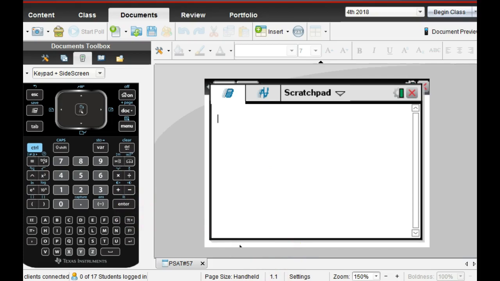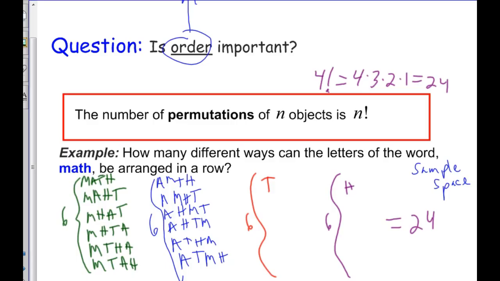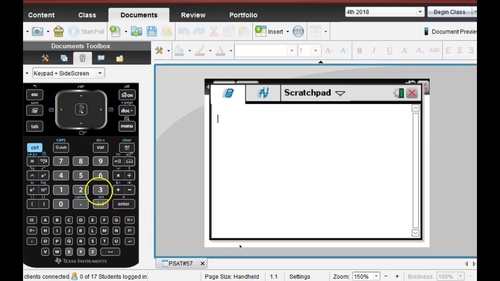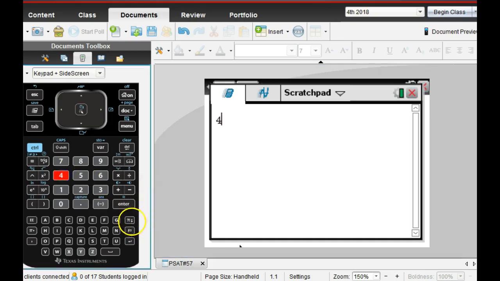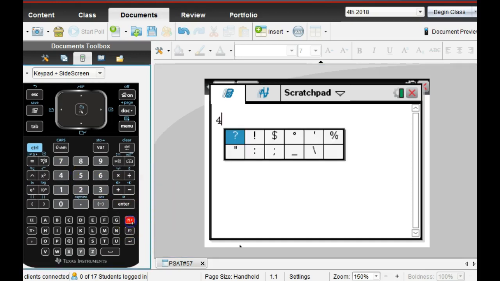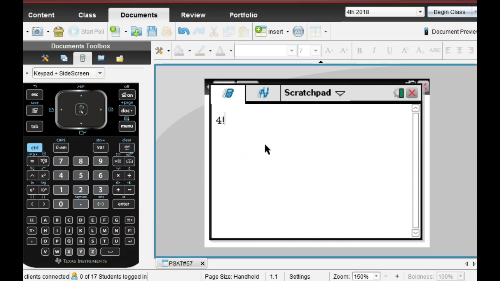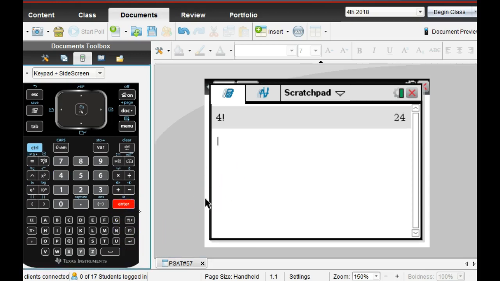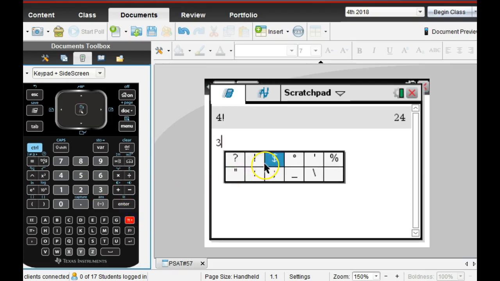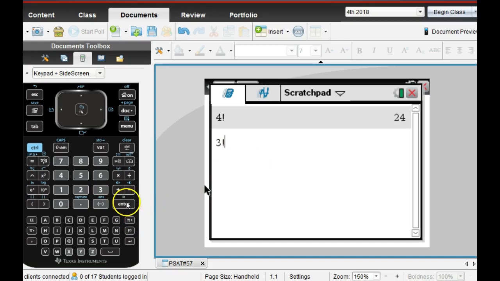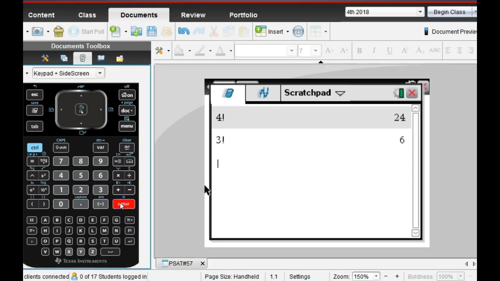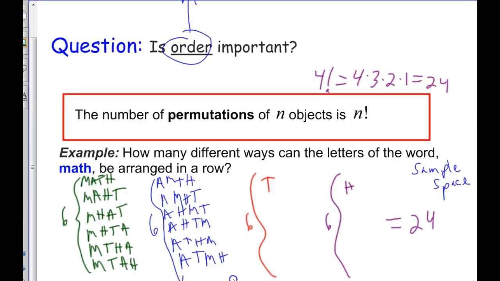On your calculator, hit 4, and then hit the key down here, I think it has an exclamation point as the second choice. 4 factorial will automatically do 4 times 3 times 2 times 1, which is the factorial command. If you did 3 factorial, it would do 3 times 2 times 1, which is 6, etc. So I just want you to see that you can type that in your calculator to do that.